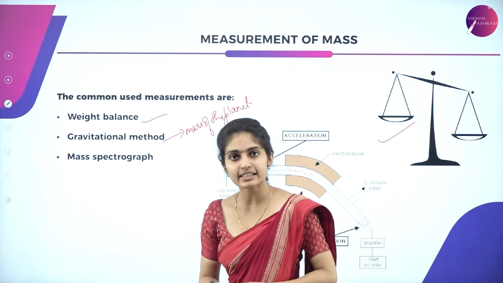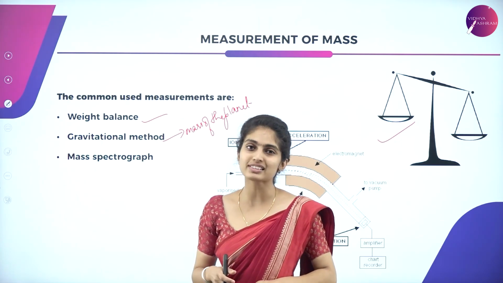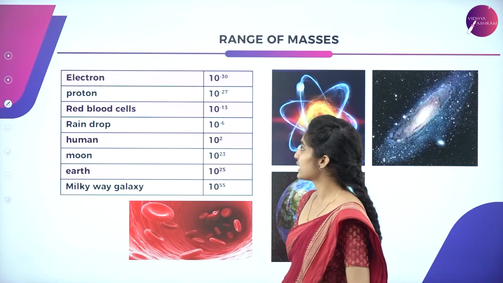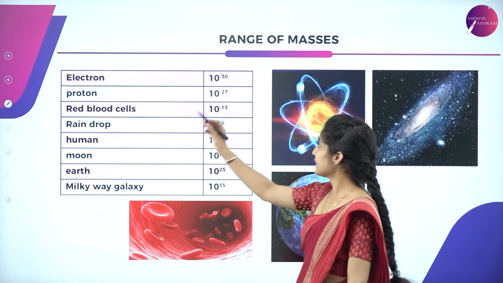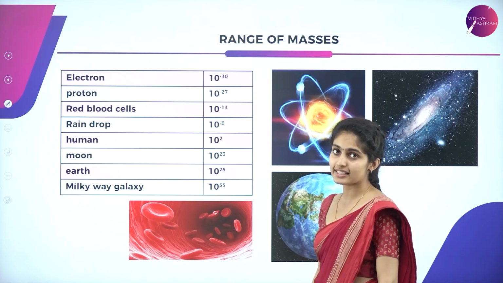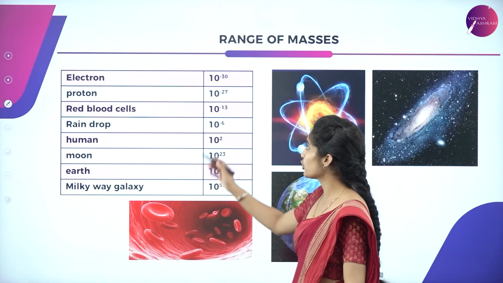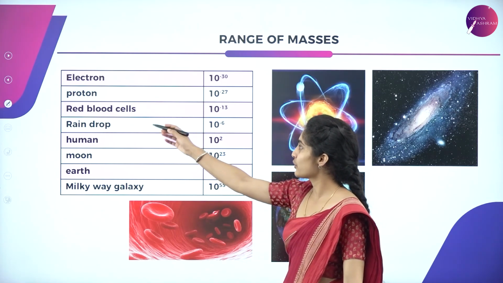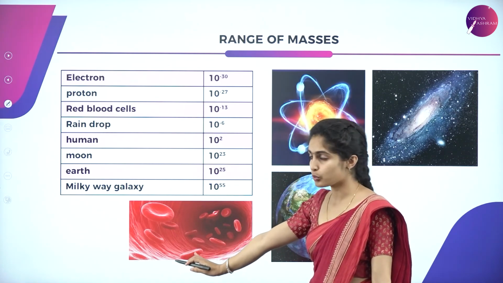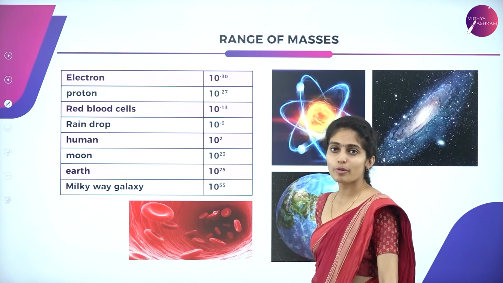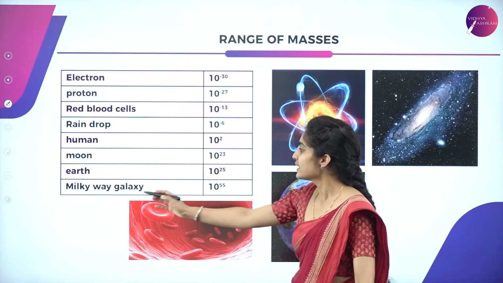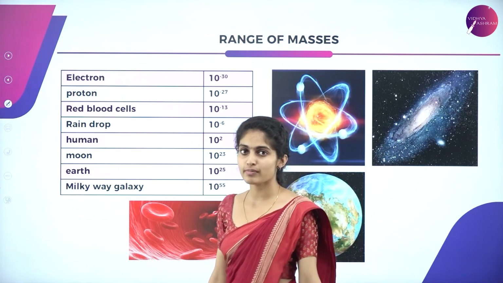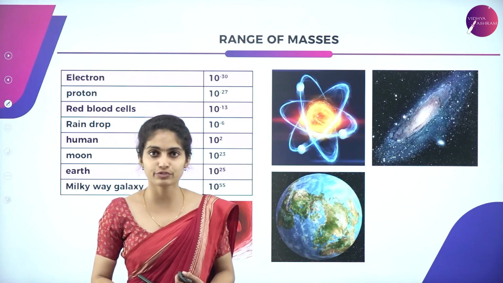So now let us study the range of masses of the objects available in the surroundings. Those are like the electron, its mass is 10 raised to minus 30. Whereas the proton, it is 10 raised to minus 27. Likewise, red blood cells, it is 10 raised to minus 13. Raindrop, it is 10 raised to minus 6. Similarly, at last, it is the Milky Way galaxy. Its mass can be 10 raised to 55.